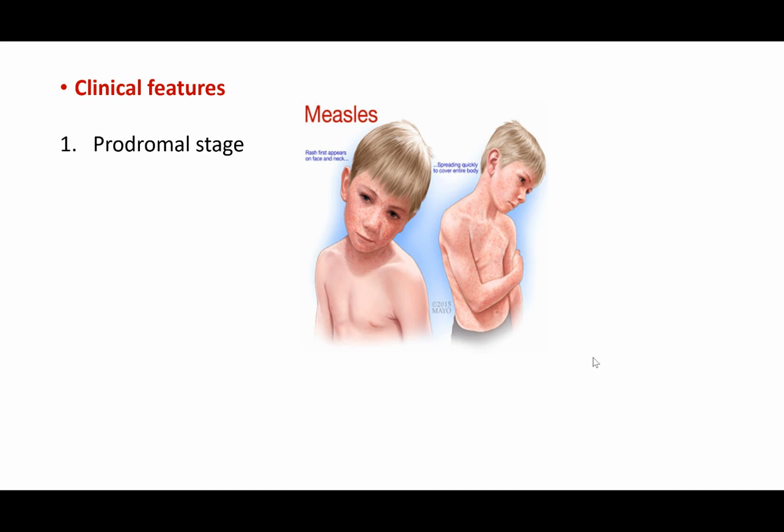The second phase is the eruptive stage. It is characterized by a typically dusky red maculopapular rash which begins behind the ears and spreads rapidly in a few hours over the face and neck, and spreads down the body, taking 2 to 3 days to progress to the lower extremities.